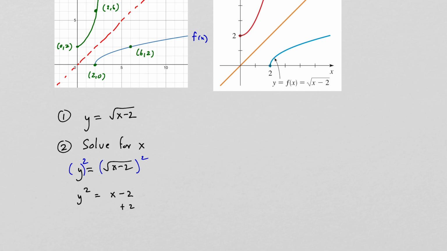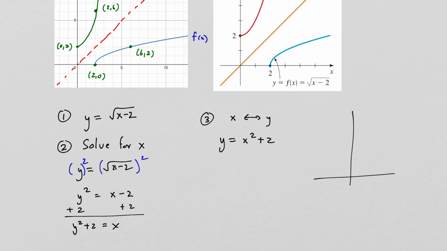Then we can add 2 to both sides. And this is y squared plus 2 is equal to x. And finally, in the last step, we're going to interchange x and y. So we get y equals x squared plus 2. Now you have to be really careful here because y equals x squared plus 2 is actually a parabola that looks like this.